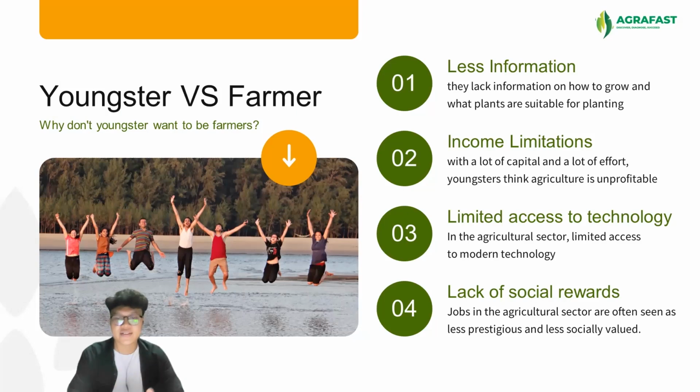We find some facts. The first reason is lack of information. They lack information on how to grow and what plants are suitable for planting. The second is income limitation. With a lot of capital and a lot of effort, youngsters think agriculture is unprofitable. The third is limited access to technology. In the agricultural sector, they have limited access to modern technology. And the last is lack of social rewards. Jobs in the agricultural sector are often seen as less prestigious and less socially valued.